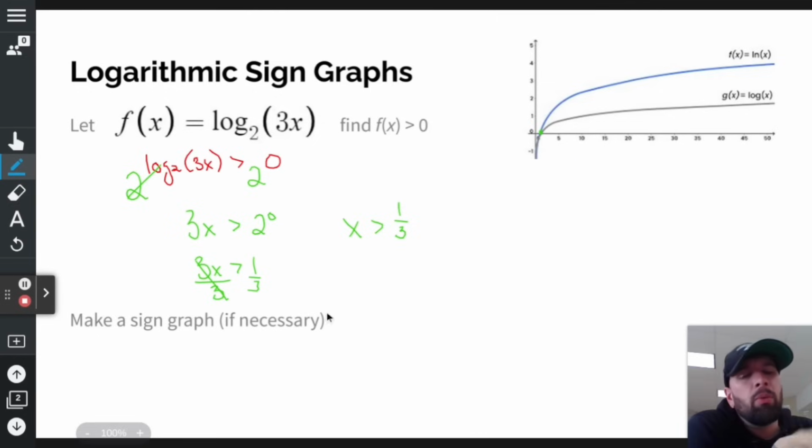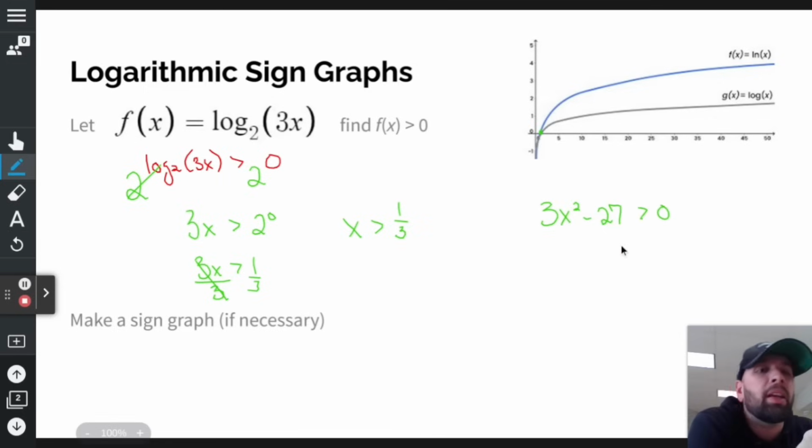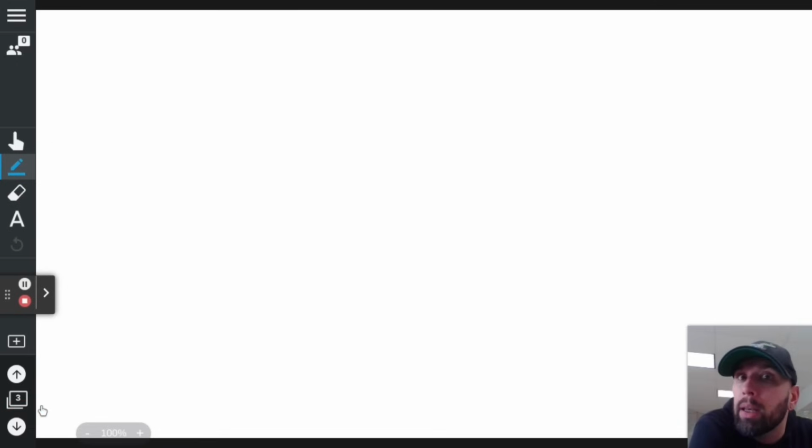And if for some reason what we do requires us to make a sign graph, like if this was not as simple as 3x is greater than 1, if it was something like 3x squared minus 27 is greater than 0 or something like that, that's when we would have to use a sign graph. But we won't do that right now.